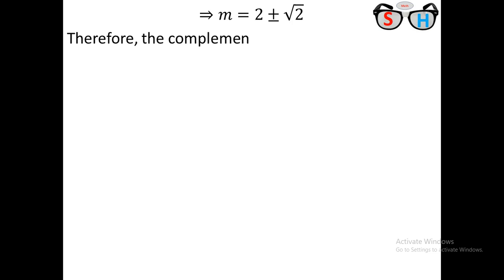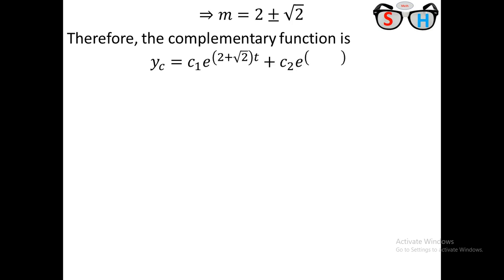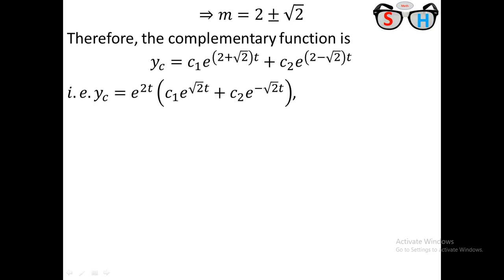Therefore the complementary function will be, these are two different distinct real roots, say alpha and beta. We know that the complementary function is c1 e^(αx) + c2 e^(βx), where c1 and c2 are arbitrary constants. You see that here this is e^(2t) into e^(√2 t), and here e^(2t) into e^(−√2 t). So you can take common e^(2t), that is y = e^(2t)(c1 e^(√2 t) + c2 e^(−√2 t)), where c1 and c2 are arbitrary constants. So you find the complementary function of equation 2.